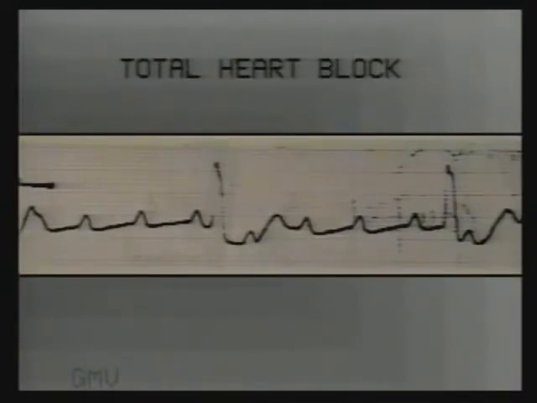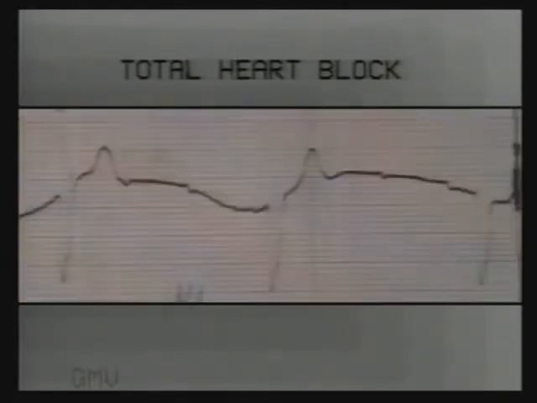In this rhythm strip, we see P waves occurring regularly at a faster rate and wide QRS complexes occurring regularly at an independent slow rate. This is total heart block with ventricular rhythm. Note the regularly occurring P waves.